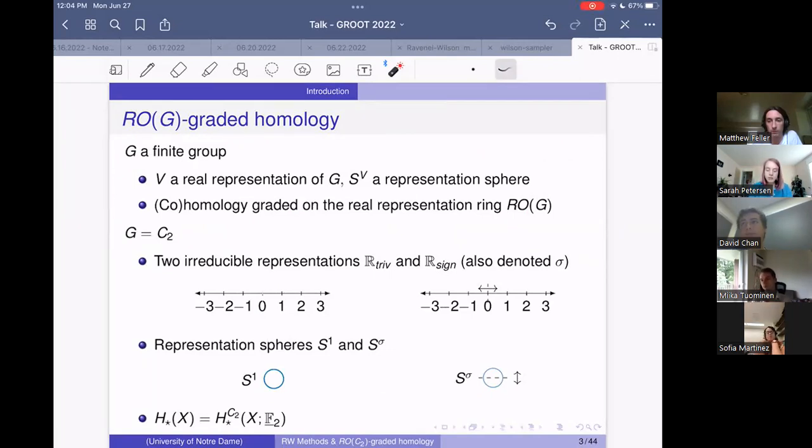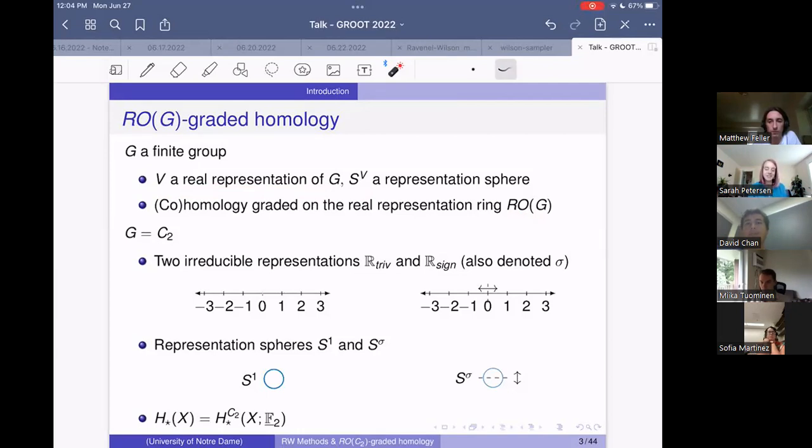And in this finite group setting, we're going to consider spheres that have reflection and rotation actions. So to get these spheres, we consider the real representations of our group G and form the one-point compactification of that space, giving the point at infinity the trivial action to get a representation sphere. And then we grade our homology or cohomology on the real representation ring, and this is called RO(G). Really, we're grading it on the underlying additive set, as opposed to using the multiplicative structure, since it's a grading.